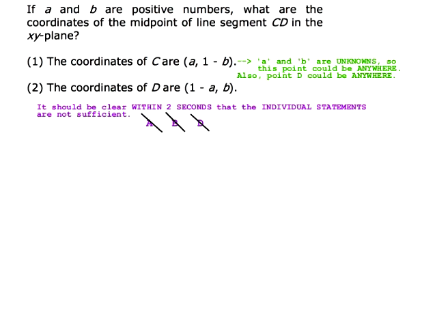So these 2 points could be any 2 points in the entire plane, as long as A and B are positive. So, yep, that's not going to be sufficient. So A and B and D are out. So we just need to combine the statements.